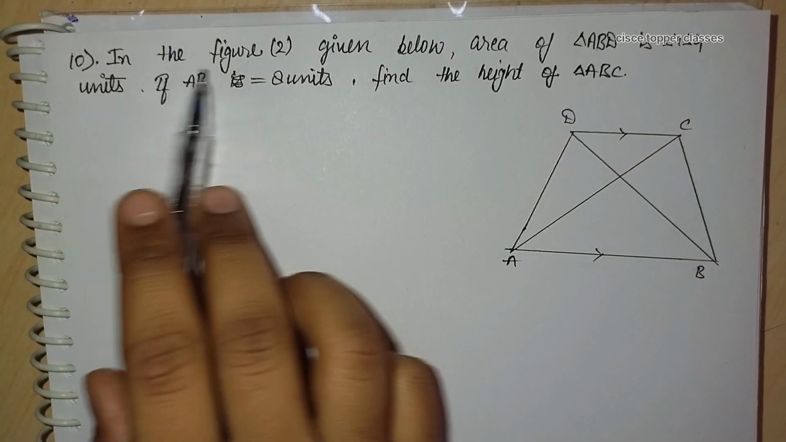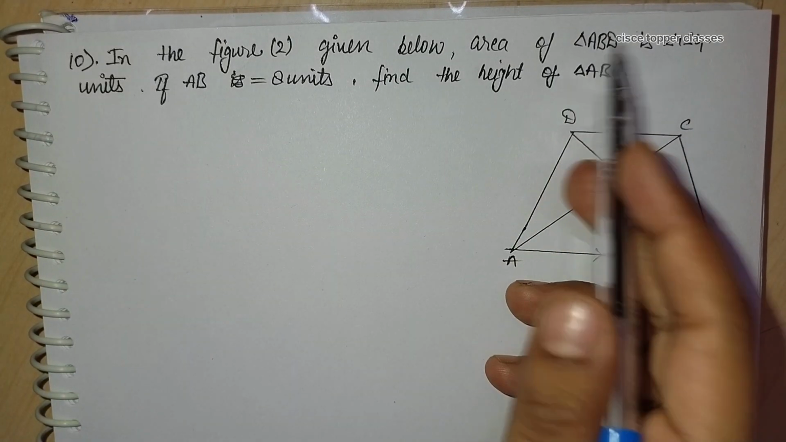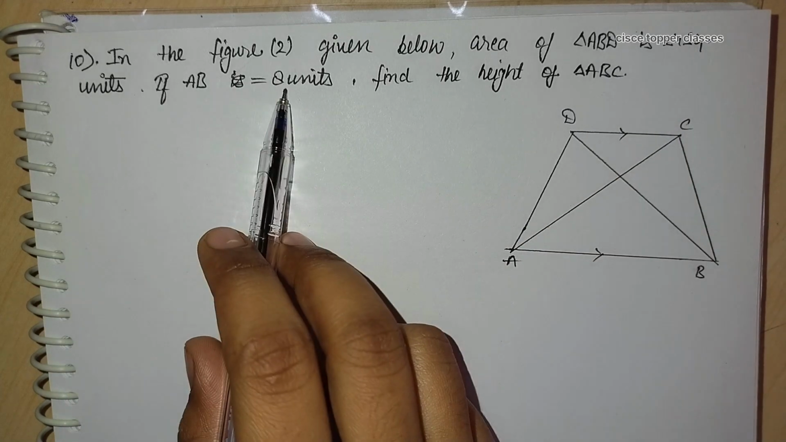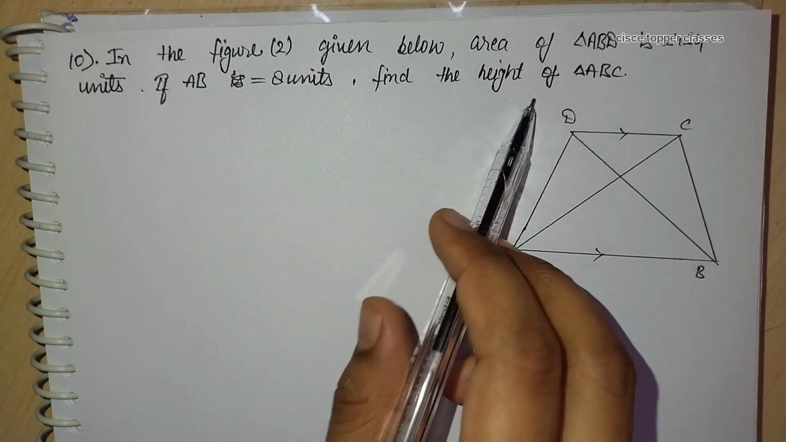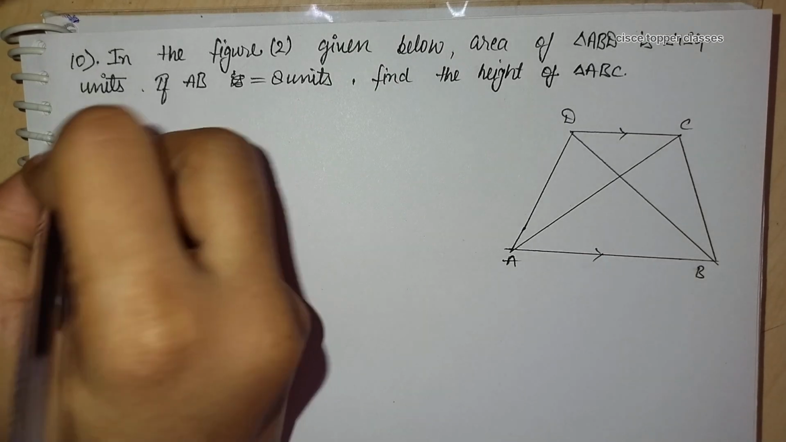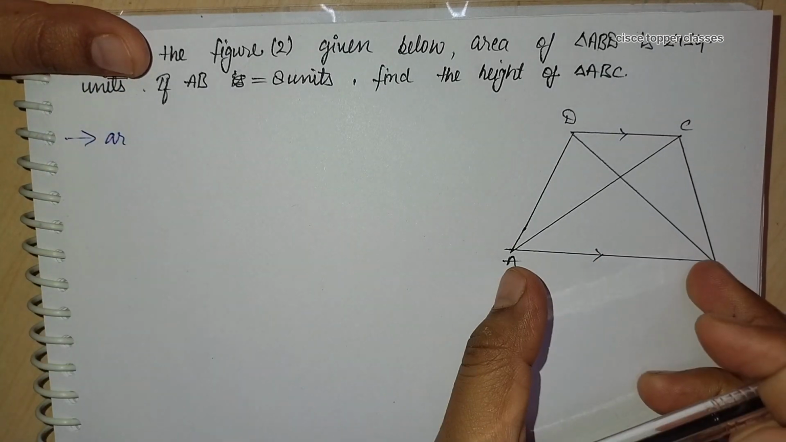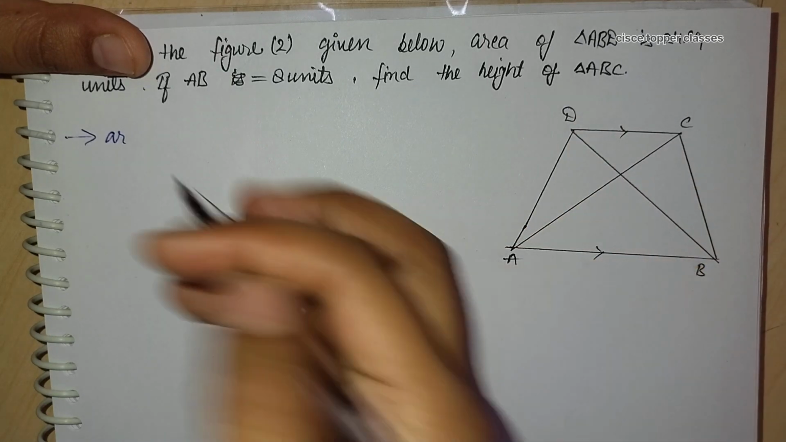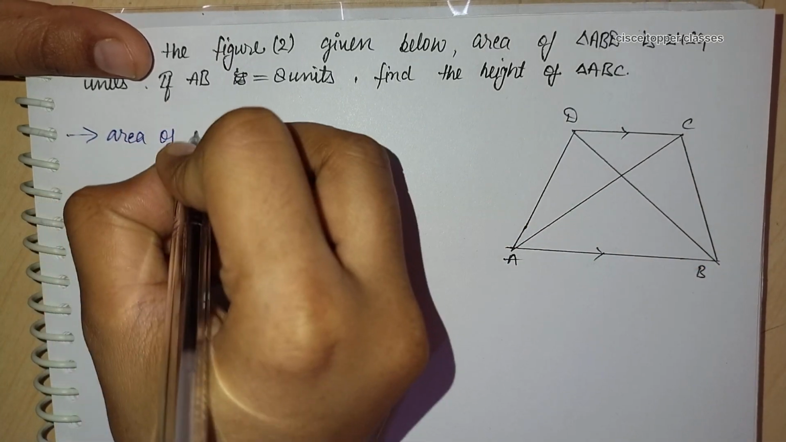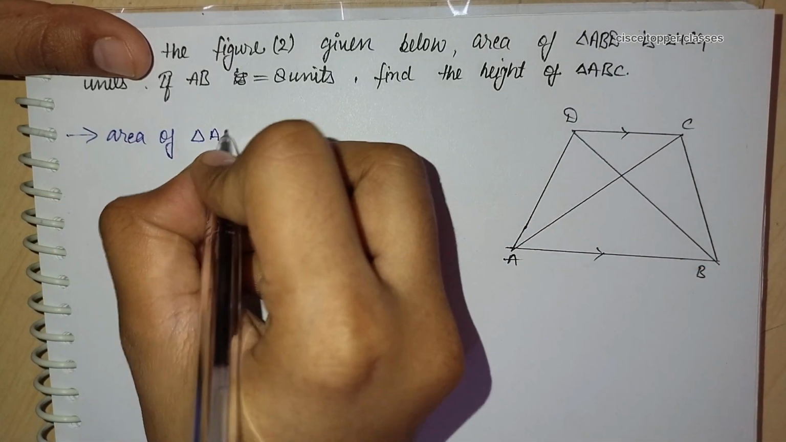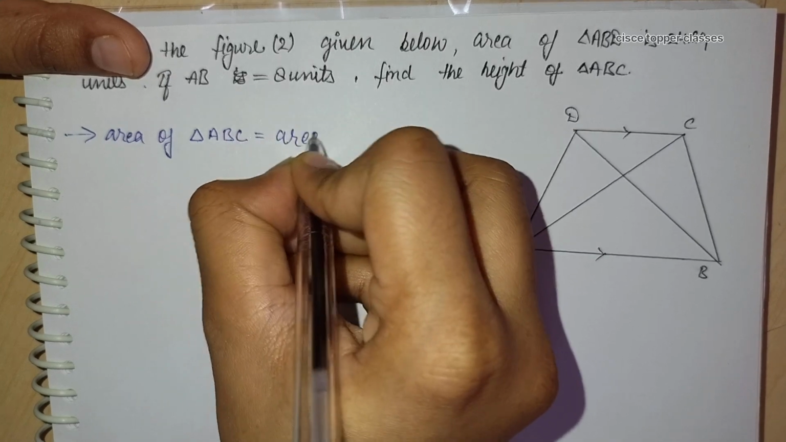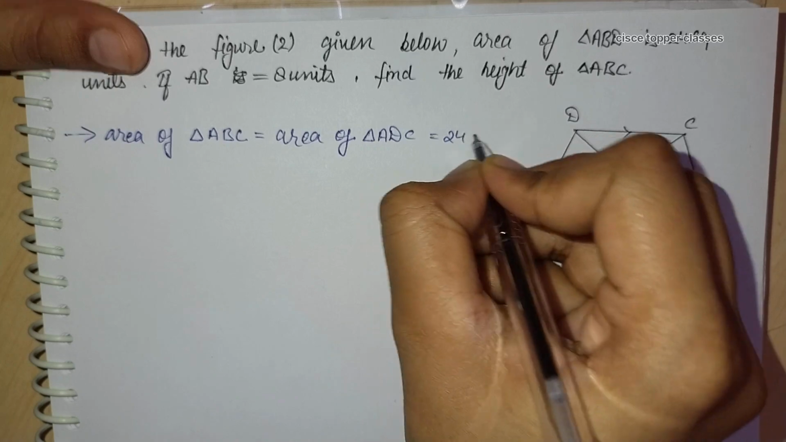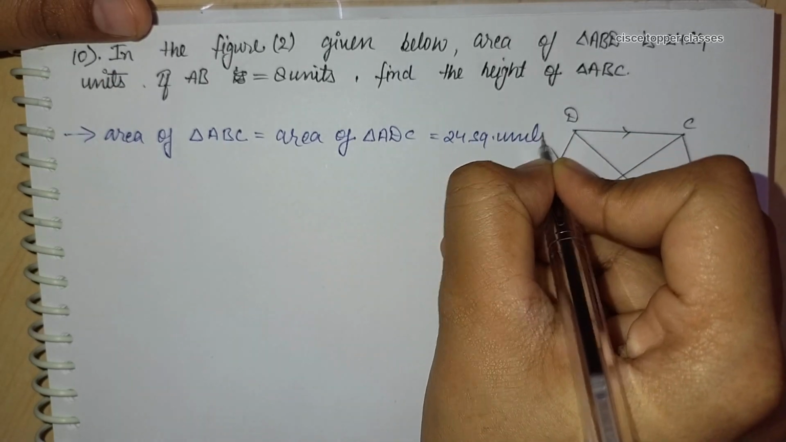Now let us solve 10th second part. In the figure given below, area of triangle ABD is 24 square units. If AB is equal to 8 units, then find the height of triangle ABC. So here, as the two triangles ADB and ABC are on the same base and between the same parallel lines, we can write area of triangle ABC is equal to area of triangle ABD, which is equal to 24 square units.